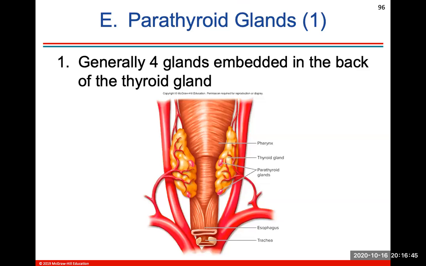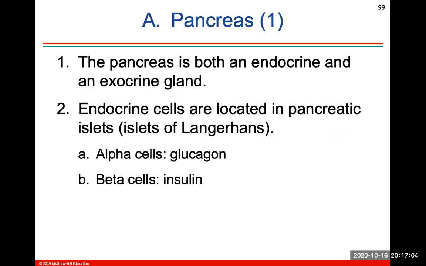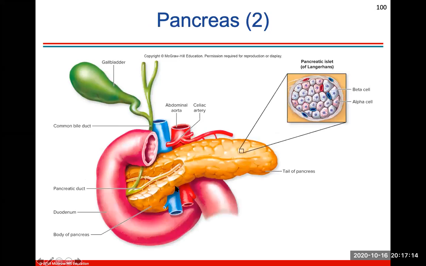Parathyroid glands are embedded in the back of the thyroid gland. They secrete parathyroid hormone, and that promotes a rise in blood calcium. So parathyroid hormone increases calcium in the blood, and calcitonin decreases or tones down blood calcium levels. The pancreas and other endocrine glands: the pancreas is an endocrine and an exocrine gland. The endocrine cells will secrete glucagon or insulin, and they have opposite effects.